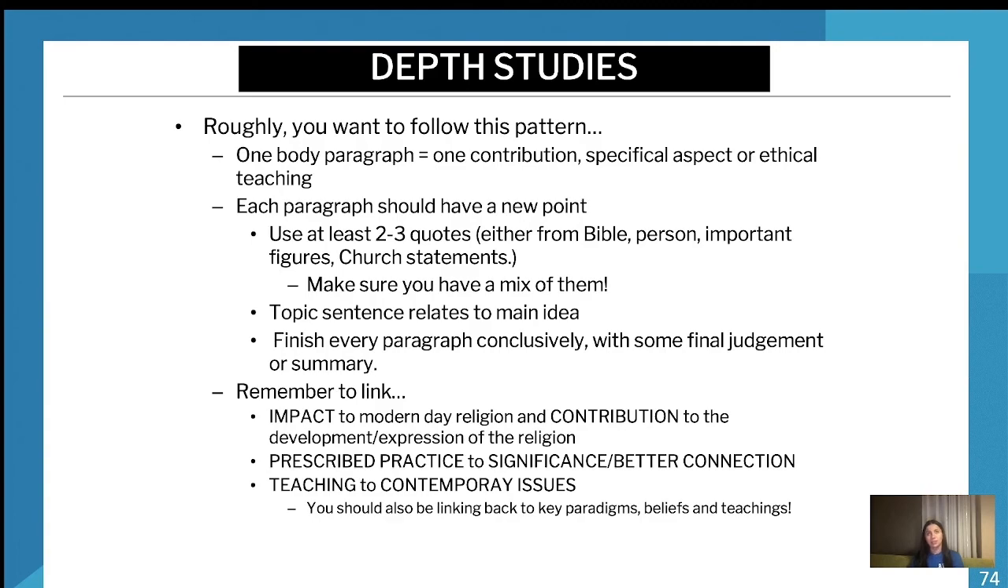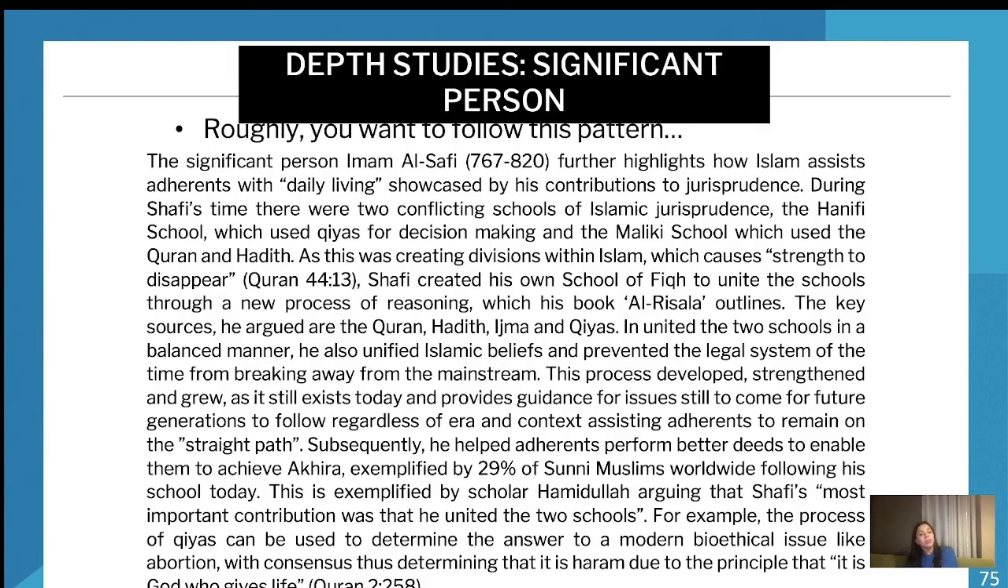Animal rights, what else? Global warming, and a couple of other contemporary issues, and then ways that adherents could fight those by using their faith as a guide in their beliefs. So roughly, you want to follow this pattern. I put this one in case any of you are studying this significant person in Islam.